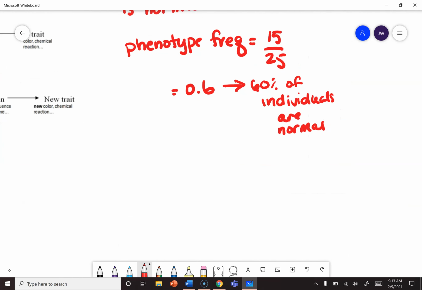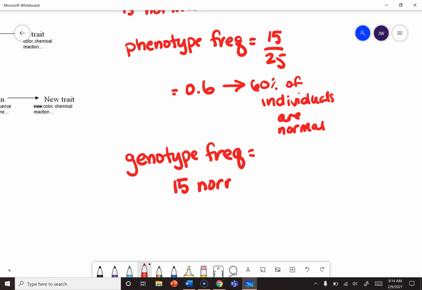Now, what if we wanted to find the genotype frequency? This is a little bit different and this confuses students sometimes. Now we have to know something about the alleles. Let's say that 15 people are normal, 5 are heterozygous, and 5 have sickle cell.